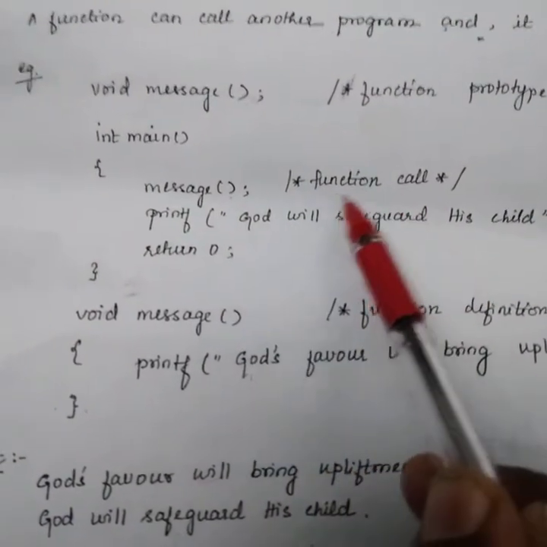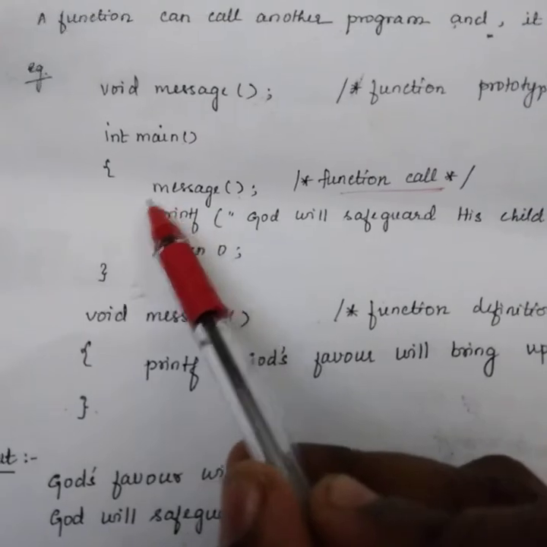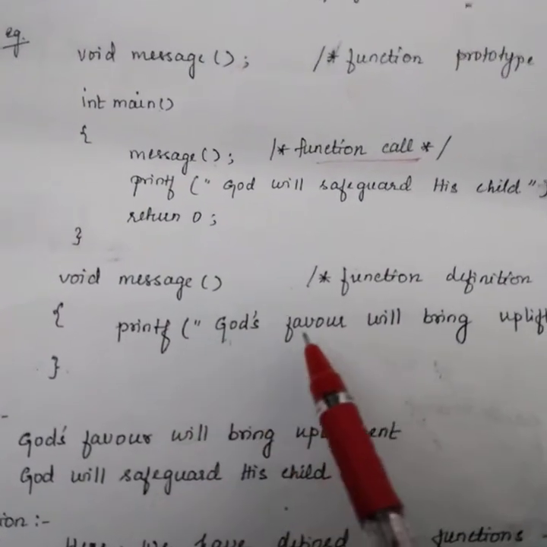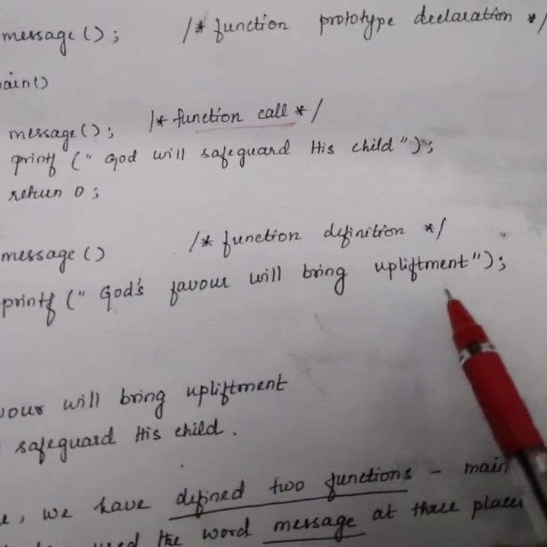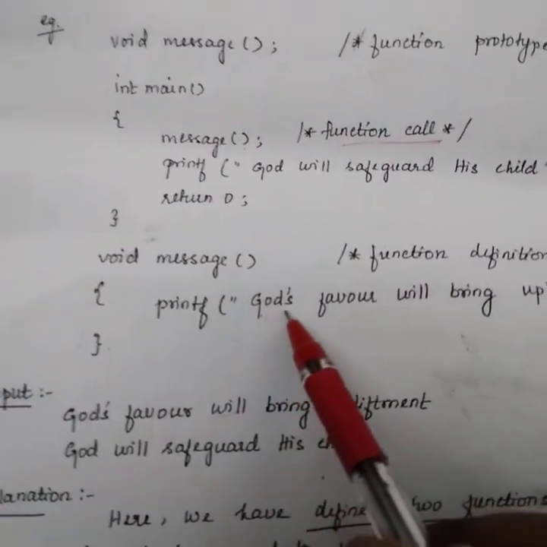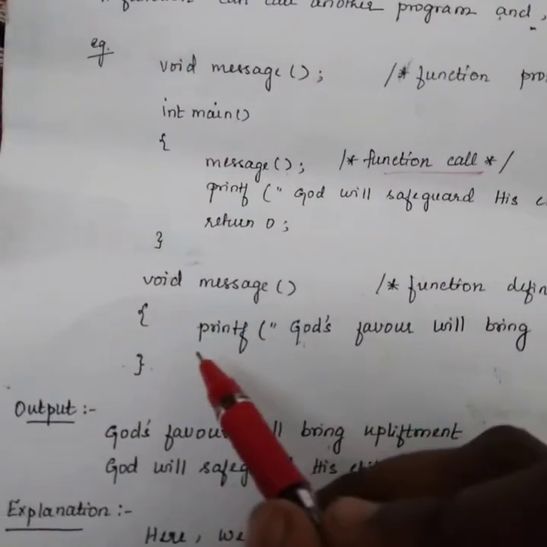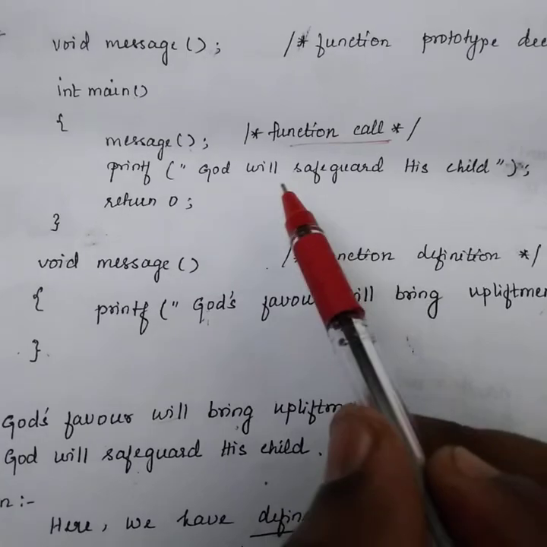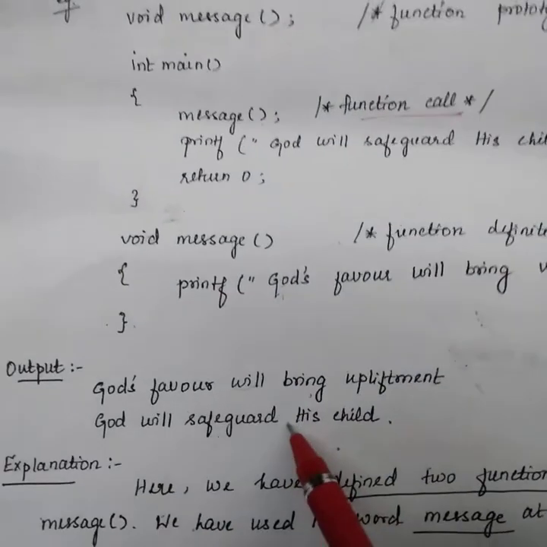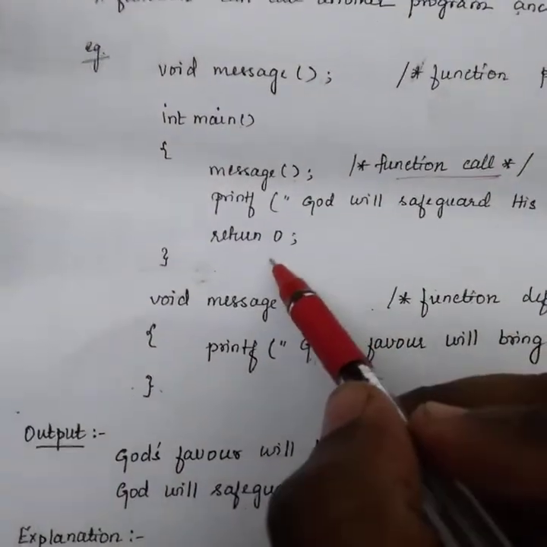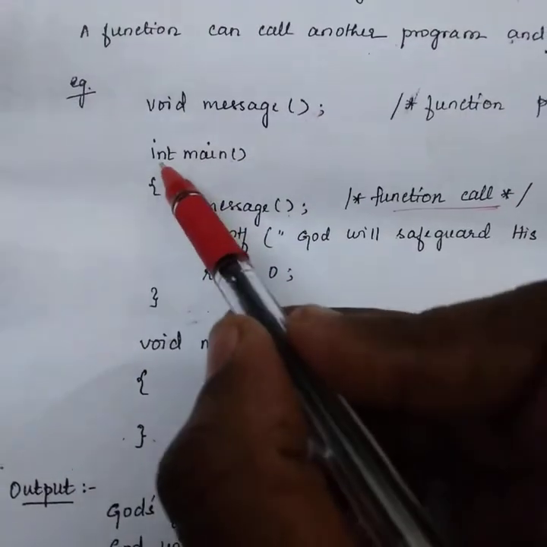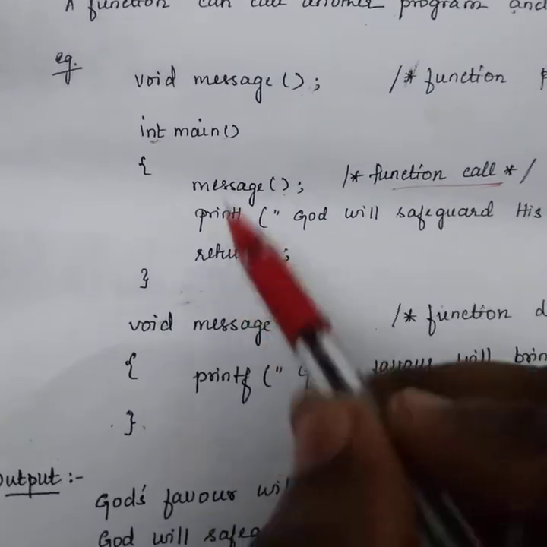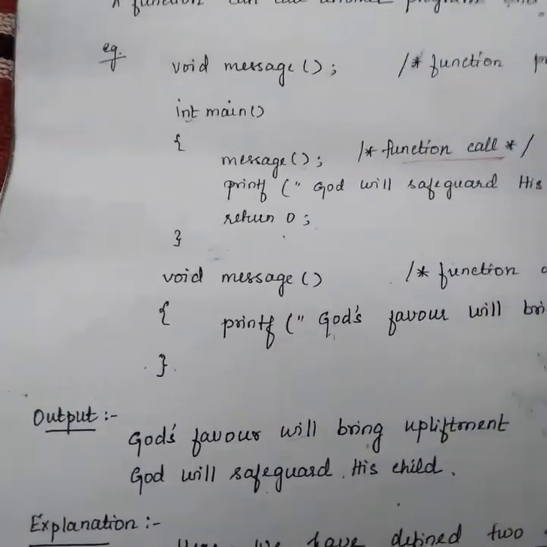So, function call is being made. The control is passing here. What is the statement here? God's favor will bring upliftment. So, this statement is being printed first. Later on, the control is passing here. Then the next statement, God will safeguard his child, will be printed. Return 0. Since we put int, we need to put return 0. That's all about this program.